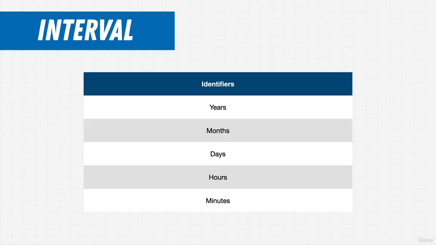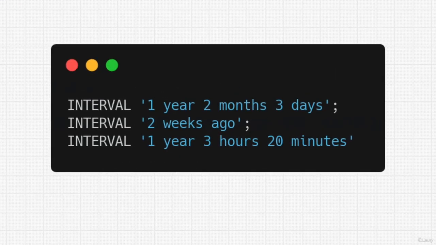And the identifiers you get are years, months, days, hours, and minutes. You can say 30 years, 30 months, 30 days, 3 hours, 20 minutes, and you can say interval of that string, and it will translate it for you, and when you do it minus a date, it's an easy way to subtract and add to dates to know how far ahead or how far back you should be looking. So you could say interval of 1 year, 2 months, and 3 days, or interval of 2 weeks ago, or interval of 1 year, 3 hours, and 20 minutes.